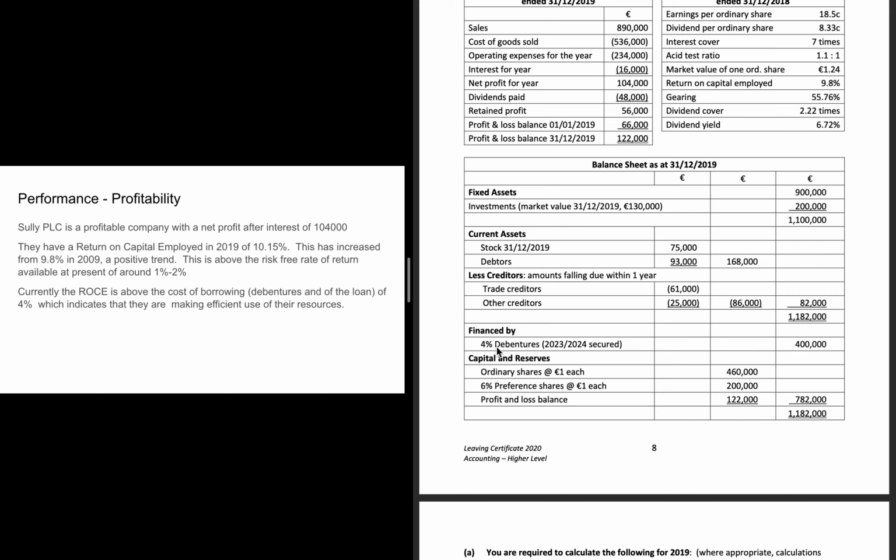Now, in the marking scheme, which I'm looking at here in the background, it did say that it's above the debenture rate and the preference share rate, which I'd never seen before. So maybe that could be something you put into your answers. Return on shareholders' funds, which we worked out, is 15.8%. They don't give us last year, so we could just say that's well above the risk-free rate of return and very healthy. So that's all positive.